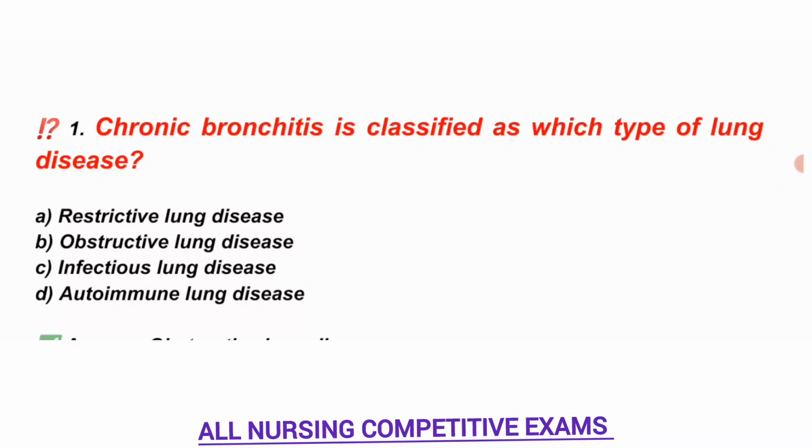Today's topic: chronic bronchitis. Let's begin. Question number 1. Chronic bronchitis is classified as which type of lung disease? The right answer is option B, obstructive lung disease.